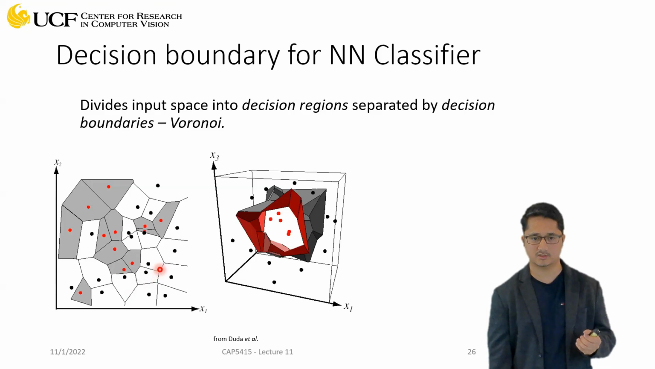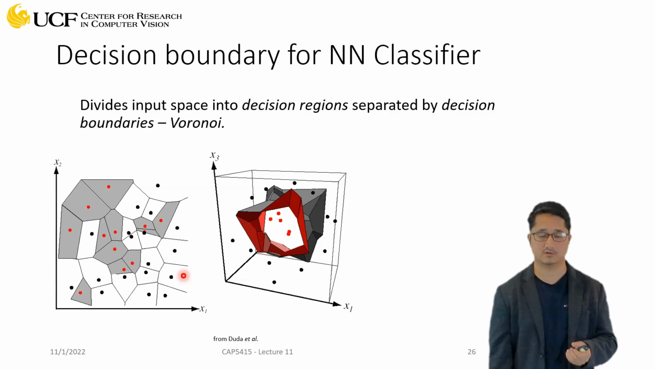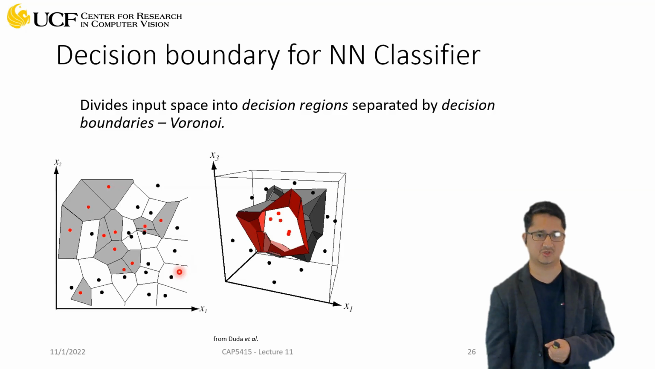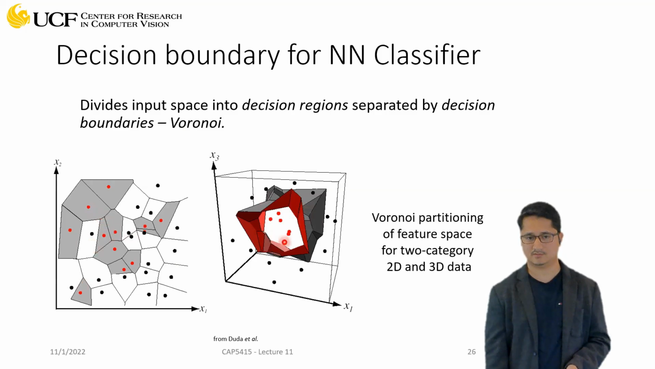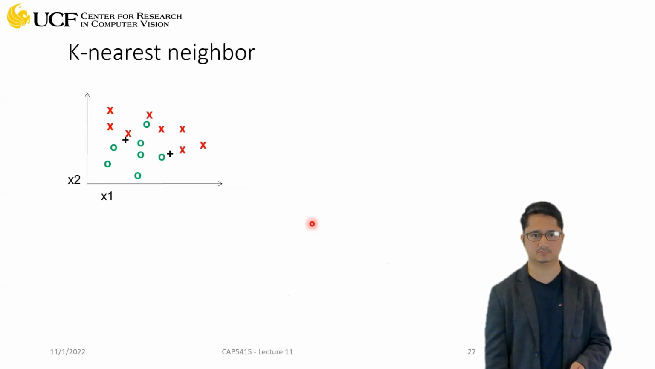Now you can take any testing sample, and depending upon which region it lies in, you can tell the category. For example, if it's in this block here, you know it's a black dot. If it's in the gray region, you know it's a red dot. Again, this is just 2D, and that's in 3D space. Of course, you can extend a similar kind of partitioning to n-dimensional space as well.